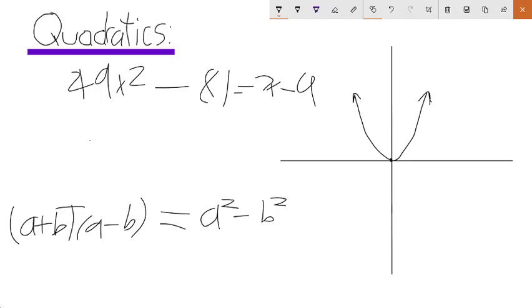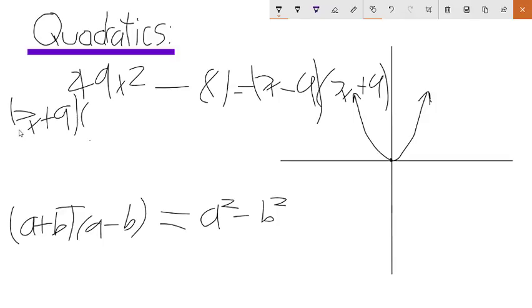Now, of course, we want to check that instead of just leaving it like that. So that'd be 7x minus 9 times 7x plus 9. We want to check that out, of course. So we're going to do 7x plus 9 times 7x minus 9, and then let's see what that equates to.